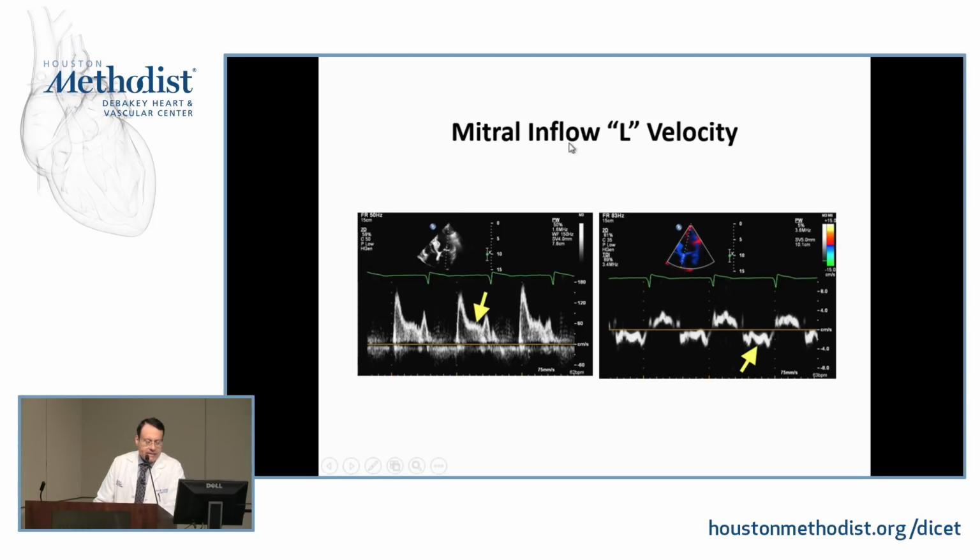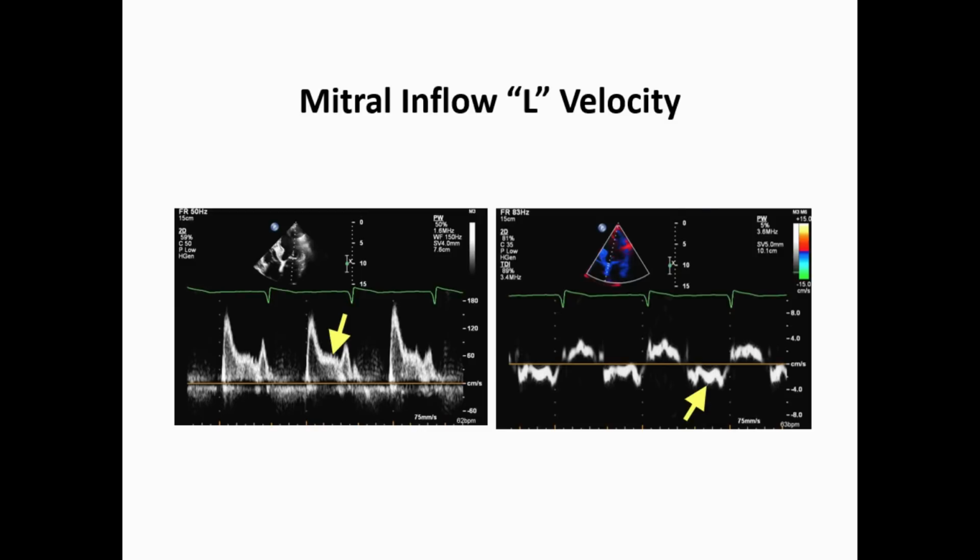Last but not least is the mitral inflow L velocity. This was first described by the Mayo Clinic group. They had a group of individuals who had abnormal LV relaxation in terms of depressed septal E prime velocity, high LAP, and slow heart rate. That velocity, if abnormal, will usually be 50 centimeters per second or above. If you see it, it's an indicator of diastolic dysfunction with elevated LAP as well.